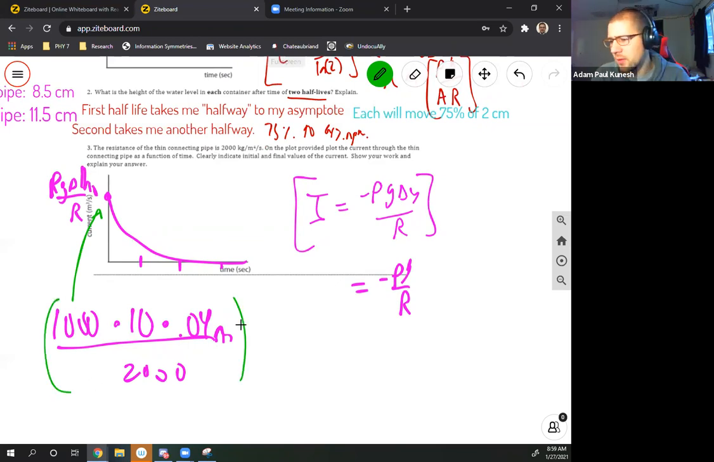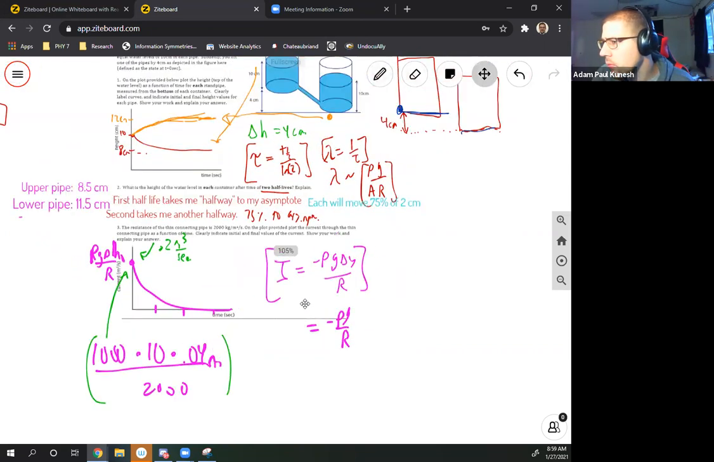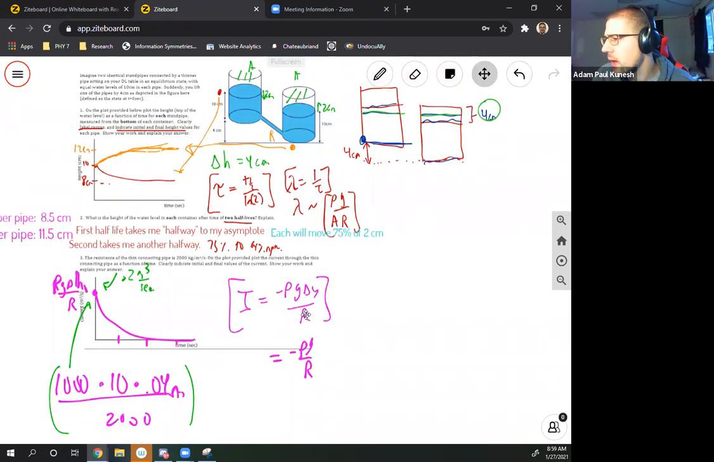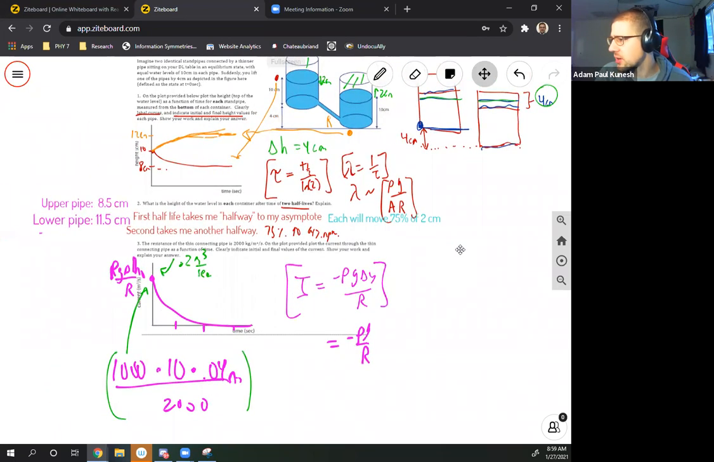It's going to be 10,000 times 0.04 over 2,000. So that's going to be 0.2 cubic meters per second. Which kind of feels like a lot. Possible I made an error. We should go back and check. Maybe next time.